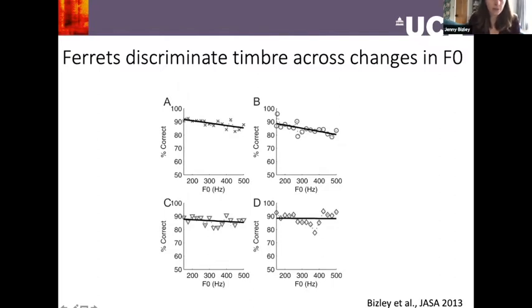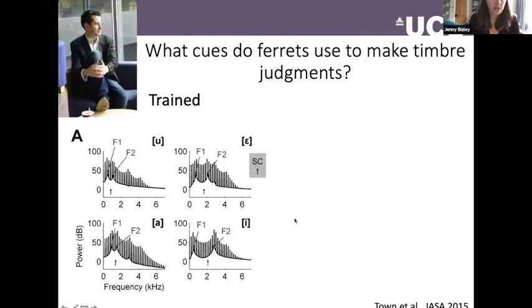This, again, was work that we started in Oxford, but that Stephen Town, a postdoc in my lab, really picked up the reins of when we set up our lab in London, and really started to get to the bottom of how the ferrets were using particular cues to make their timbre judgments. To do this, we created a stimulus set that essentially put different acoustic cues in conflict with one another, so that we could see which of the cues the animals followed.